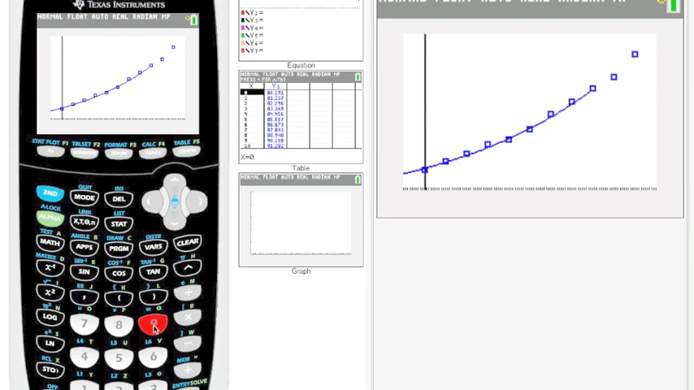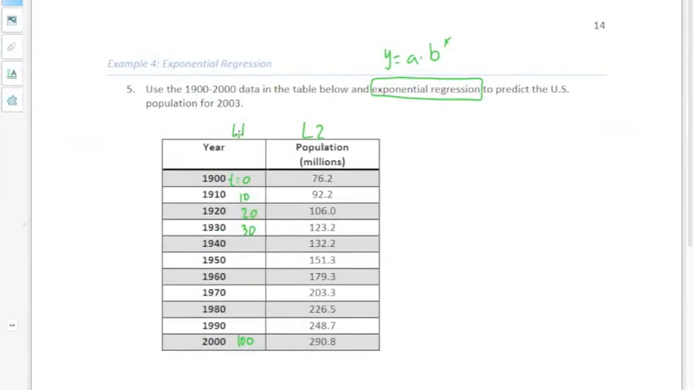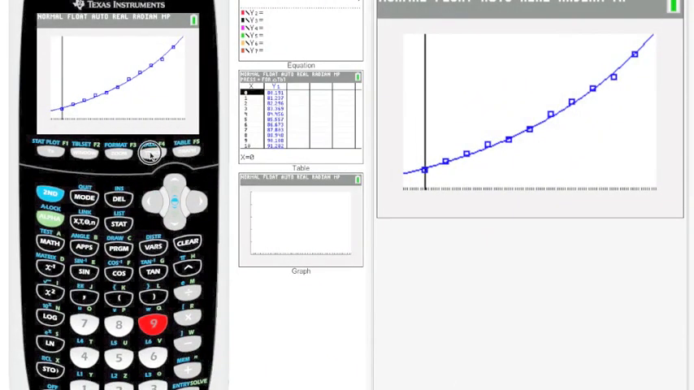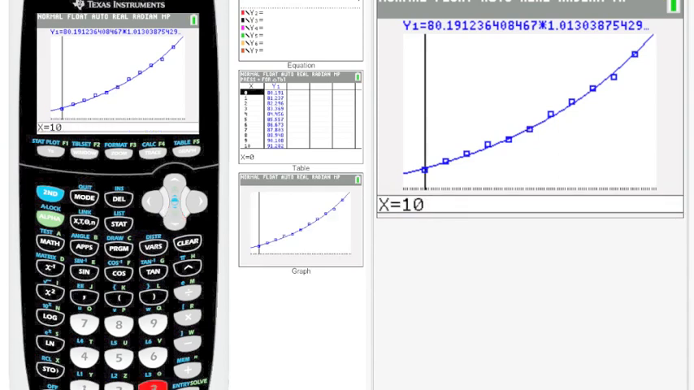The reason I'm making us do this is because we can actually use this to estimate the population in 2003, which is what this question is asking us to do. I should just be able to hit Trace, and then if I hit the down arrow, I move to the equation itself instead of the plots, and I should be able to enter 103, which would be the year 2003, and I can get my answer right there, 304.